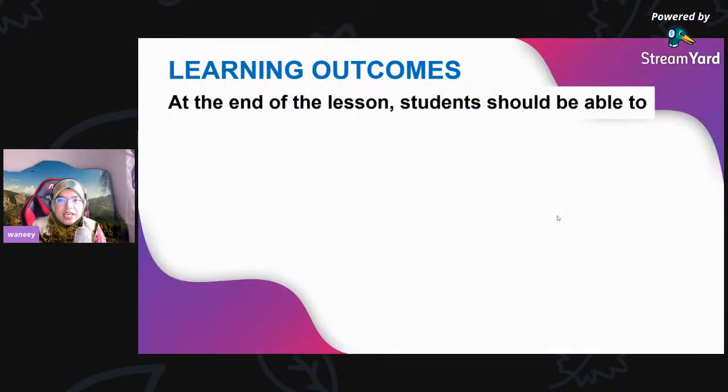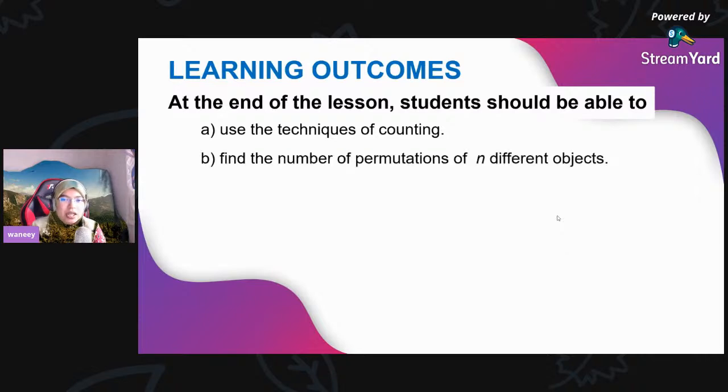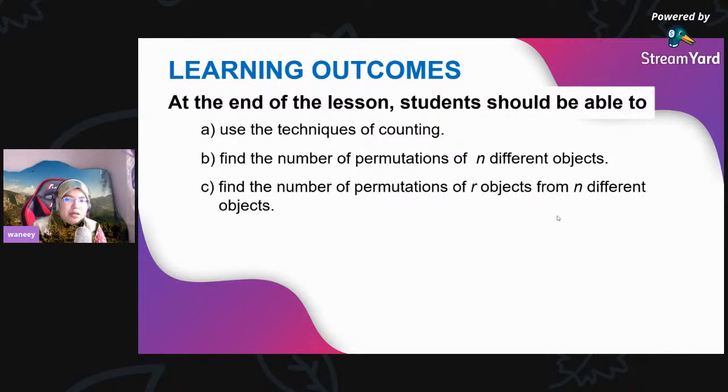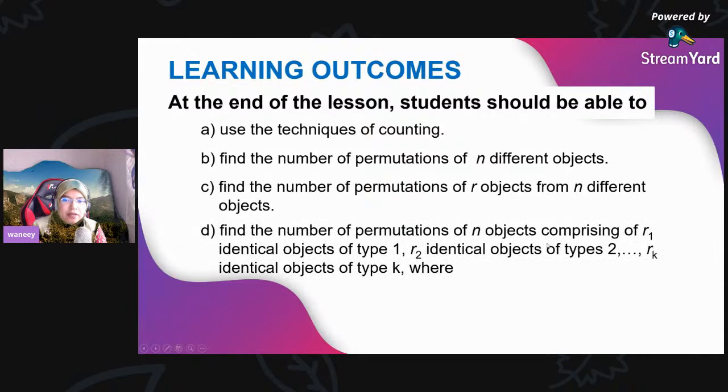At the end of the lesson, you should be able to use the technique of counting and find the number of permutation for n different objects. So we have different or distinct objects. Then find the number of permutation of R objects from n different objects, and find the number of permutation of n objects comprising R1 identical objects, R2 identical objects, Rk identical objects.